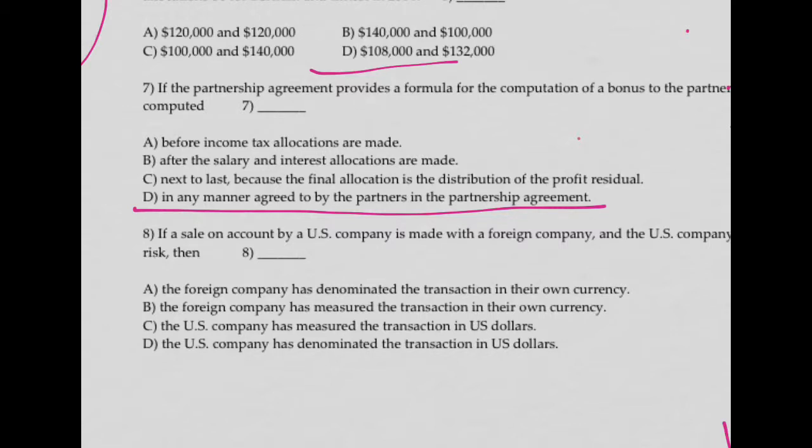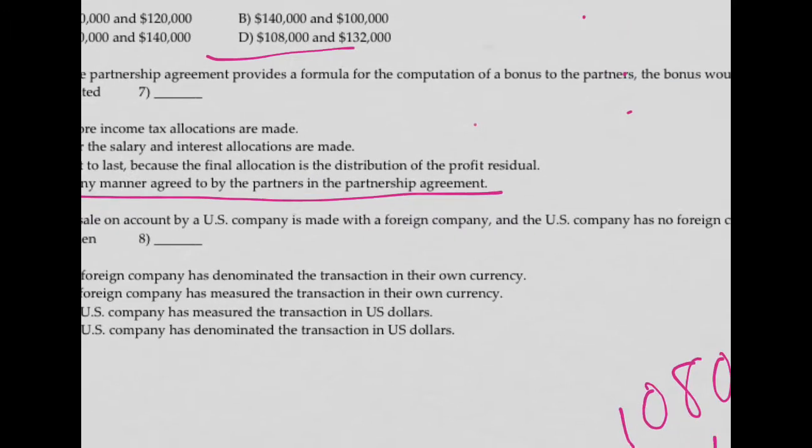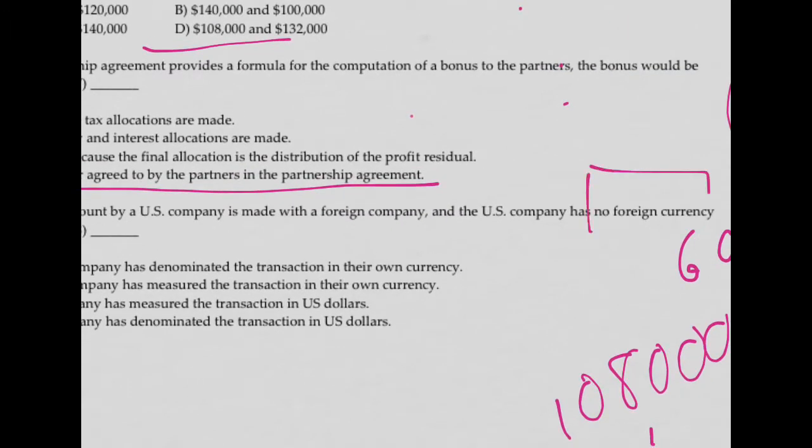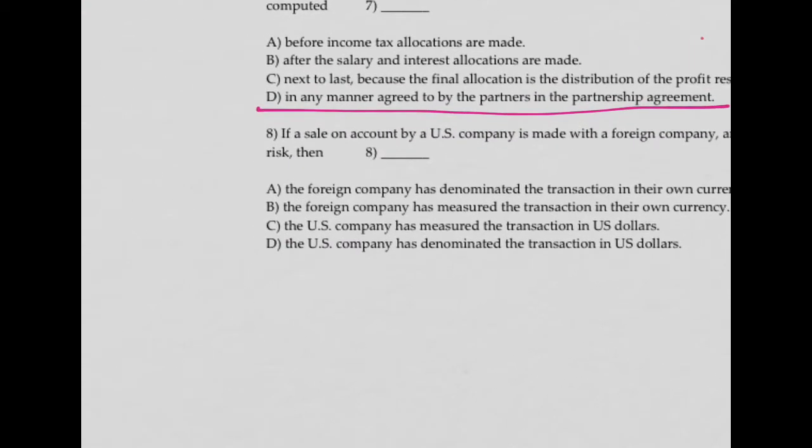Number 8, the sale by a U.S. company in foreign currency. Okay, let's see what we do here. If a sale on account by a U.S. company is made with a foreign company and the U.S. company has no risk, it must mean, and the key here was the word denominated, that the transaction is denominated in U.S. dollars, so there's no risk run by the American company.